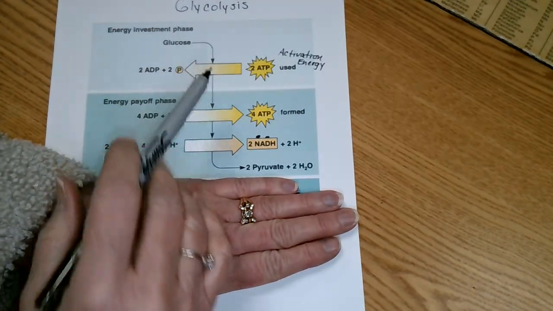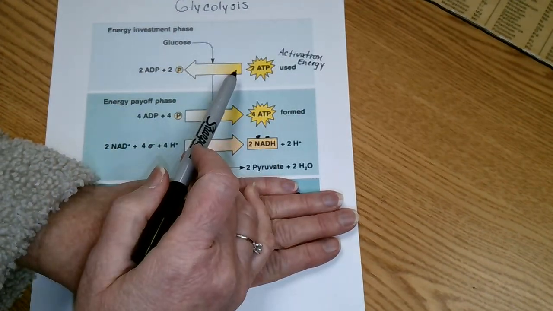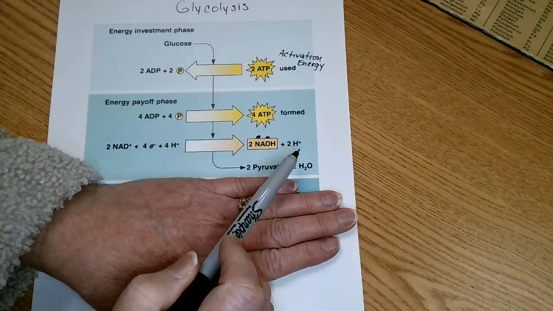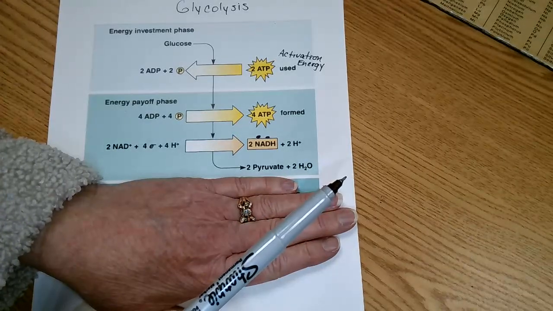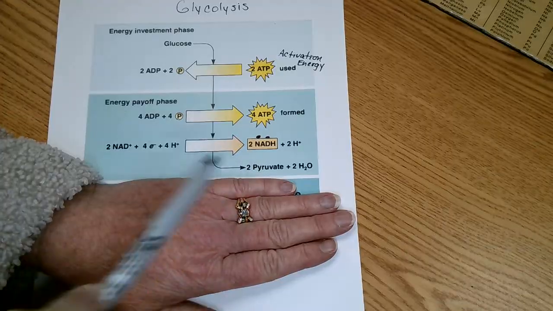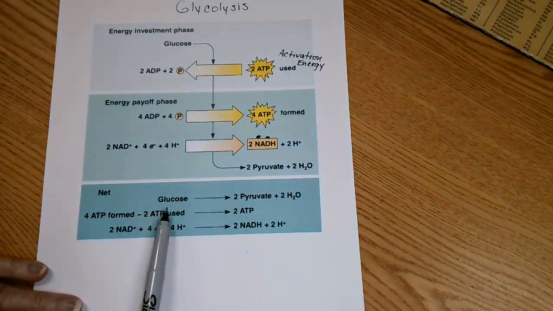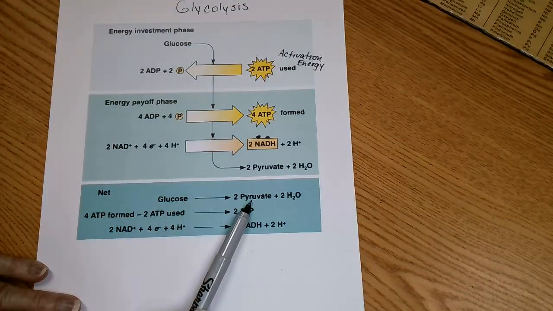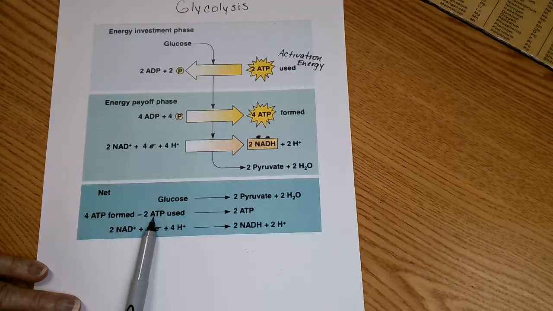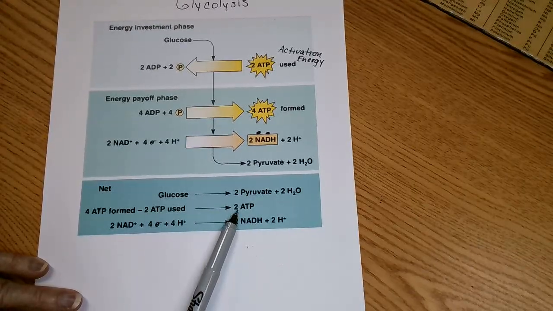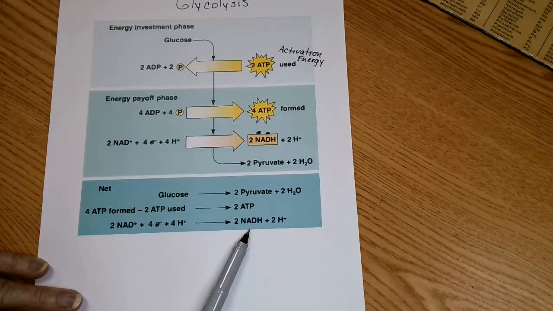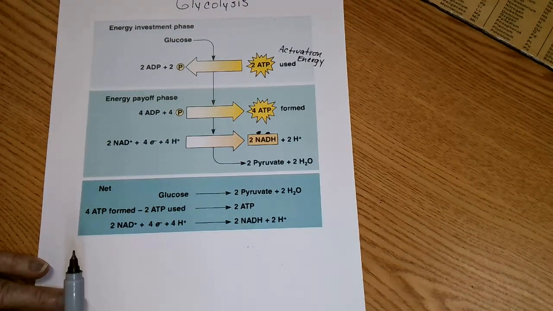Investment phase, payoff phase. We invested 2 ATPs, we got 4 ATPs out, and we also got these NADs carrying electrons. And you know where they're going to go: over to oxidative phosphorylation. We also got these 2 pyruvates, and now these 2 pyruvates are going to take us to the next thing. So just to look at the net, glucose ultimately changed to 2 pyruvates and some water. We had 4 ATPs formed, but 2 were used, so we had a net gain of 2 ATPs. We also had 2 NADs go through, carrying electrons on through.